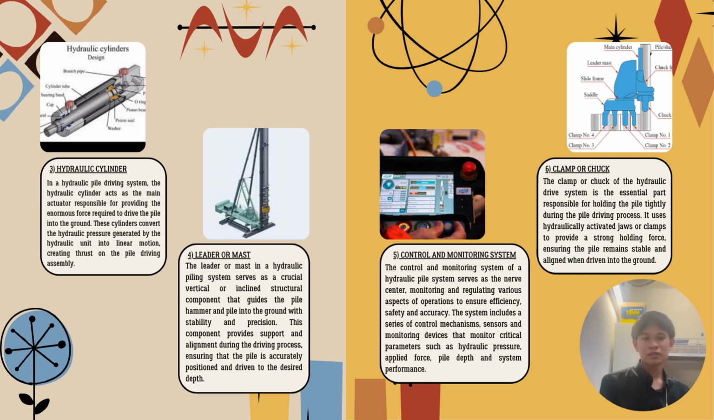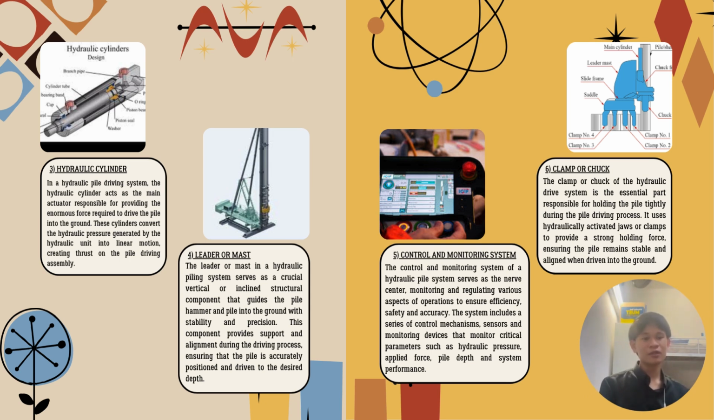Number 4, ladder or mast. The ladder or mast in a hydraulic piling system serves as a crucial vertical or inclined structural component that guides the pile hammer and pile into the ground with stability and precision. This component provides support and alignment during the driving process, ensuring that the pile is accurately positioned and driven to the desired depth.